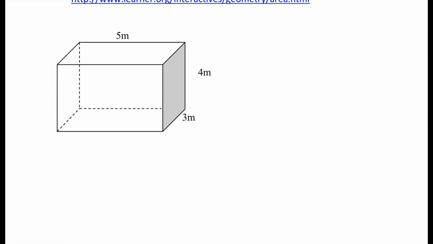Now, when we're looking at a rectangular prism, I like to break it down into its individual parts. So you're going to have a top and a bottom, a front and a back, and a left and a right. We're going to group these together. The top and the bottom go together, the front and the back go together, and the left and the right go together because they're each going to be the same dimensions as each other. So that's why you group them together.